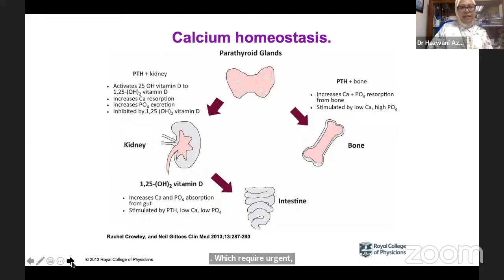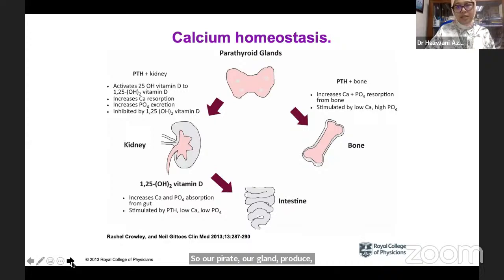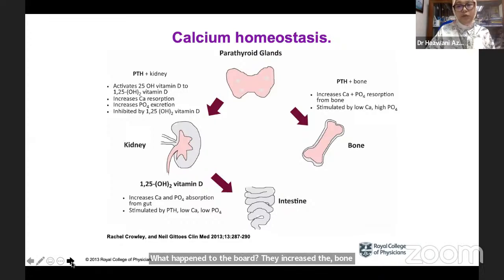So before we proceed, I will revise again with all of you the calcium homeostasis. These are the four major organs involved in calcium homeostasis, the most important, I would say, being our parathyroid gland. Our parathyroid gland produces parathyroid hormone, which exerts its actions on the kidney and bone. What happens to the bone? They increase bone resorption, subsequently resulting in increased serum calcium and phosphate also.